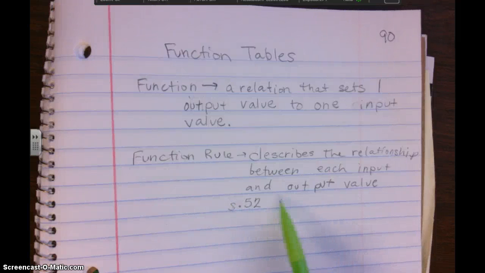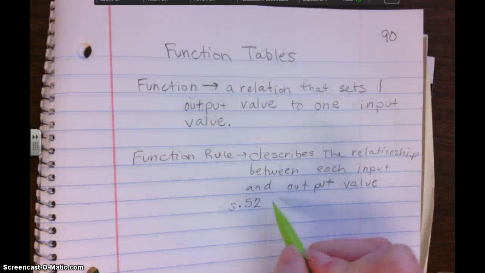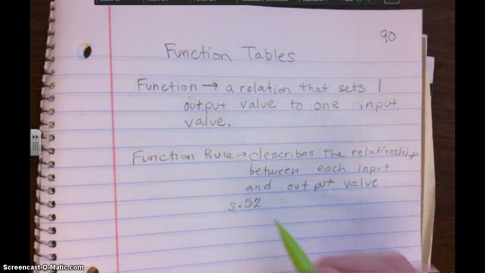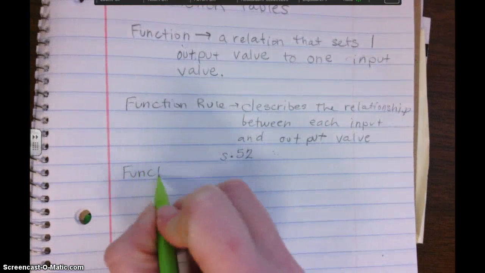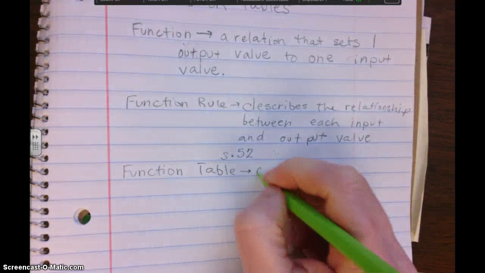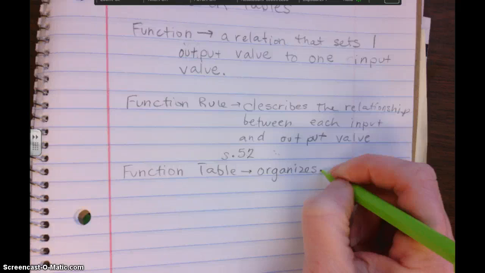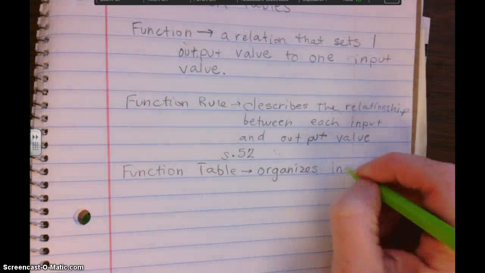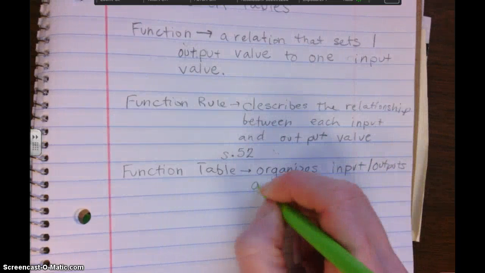our input. And we could go backwards as well. If we had our output, we could figure out what our input was because of this relationship right here. So the function rule, also known as the algebraic expression or equation. Function tables, which we're going to be working with today, is simply how we organize our inputs and outputs and the rules.